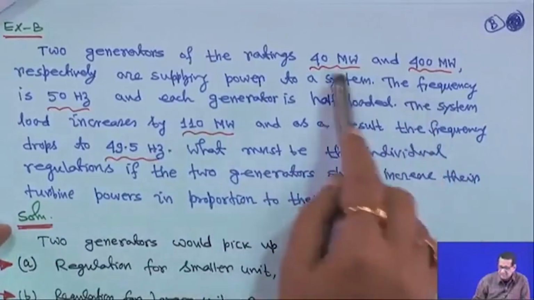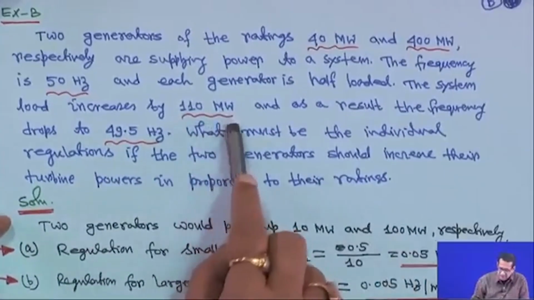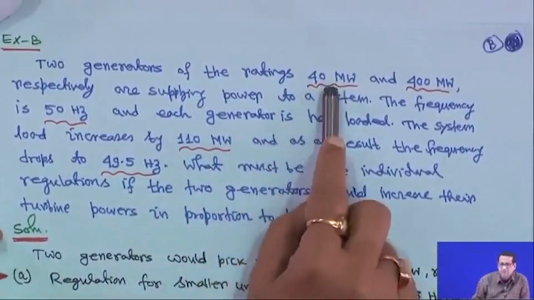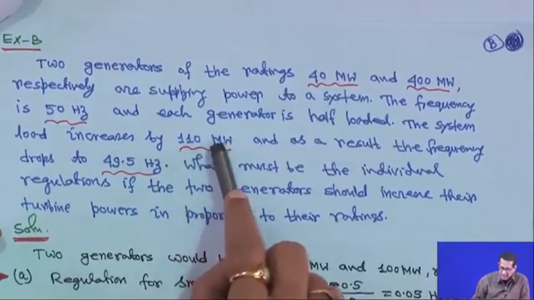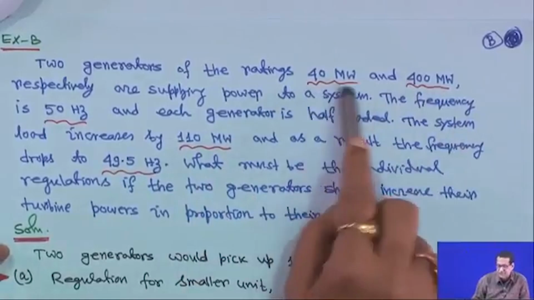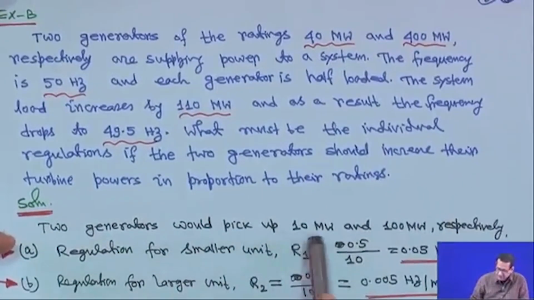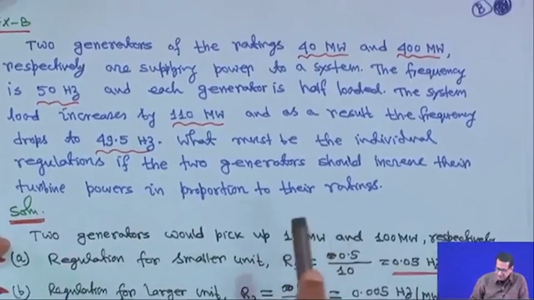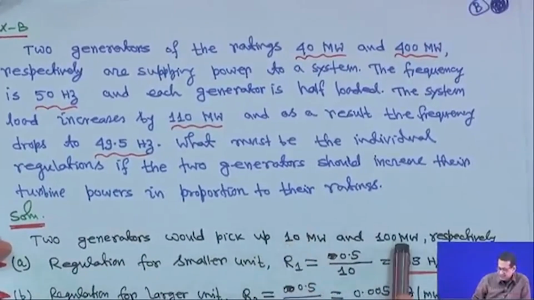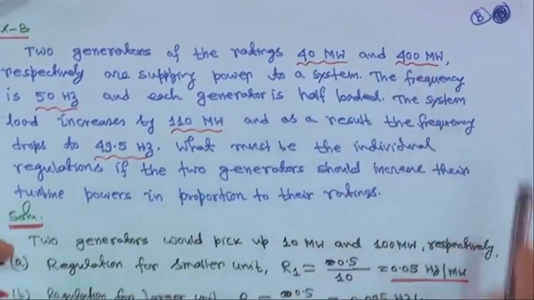That means 10 times more, because this rating is 10 times more. So this 110 megawatt can be divided: 10 megawatt will be picked up by this generator and another 100 megawatt will be picked up by the other generator. So it is 10 times more, in proportion to the rating. Therefore the two generators will pick up 10 megawatt and 100 megawatt respectively. The smaller one will take 10 and the larger one will take 100.